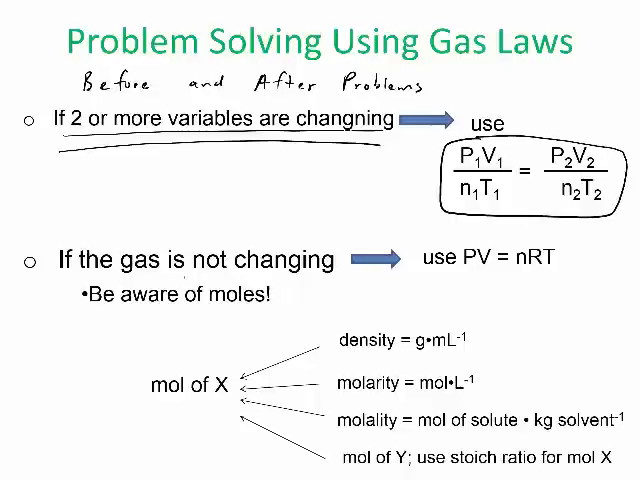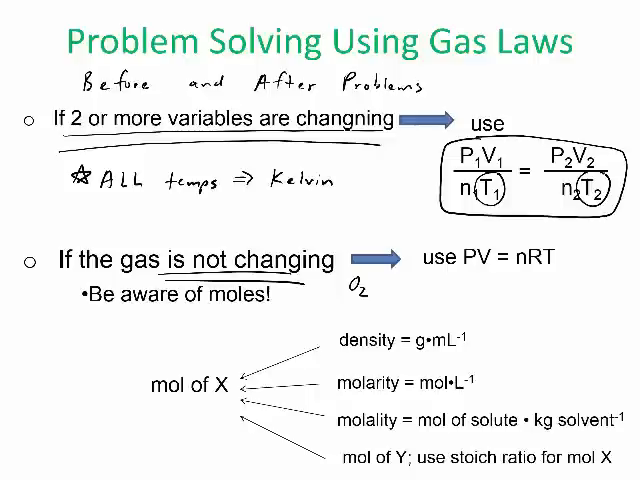If the gas is not changing, it's just saying here's a gas, like let's say you have a sample of O2. Before we move to that, an important note: when you use the combined gas law, all temperatures have to be in Kelvin. This prevents us from having negative temperatures if we were to use Celsius or Fahrenheit, and that would prevent us from calculating negative pressures or negative volumes for answers, which is physically impossible.